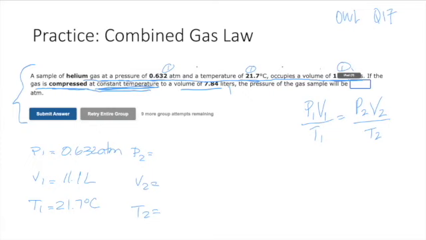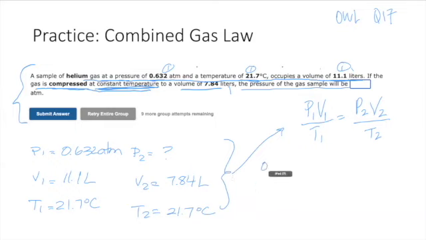So now here's the change. If the gas is compressed, sorry, I jumped ahead there. If it's compressed at a constant temperature, right? So I can just repeat this temperature over here. To a volume of 7.84 liters, what is the pressure? All right, so now I have all my numbers and I know what to solve for. It's just a matter of plugging all these numbers into this formula.